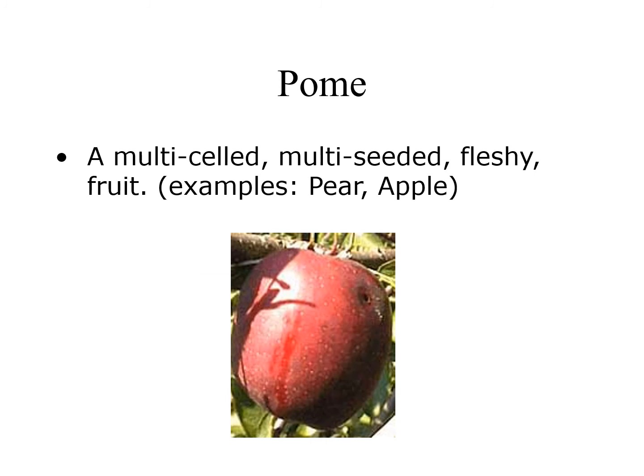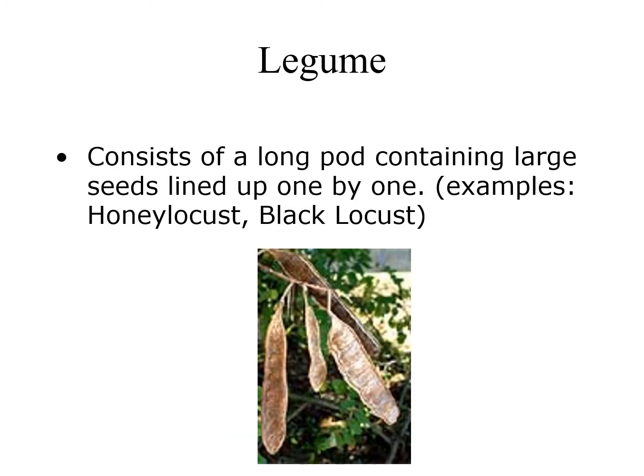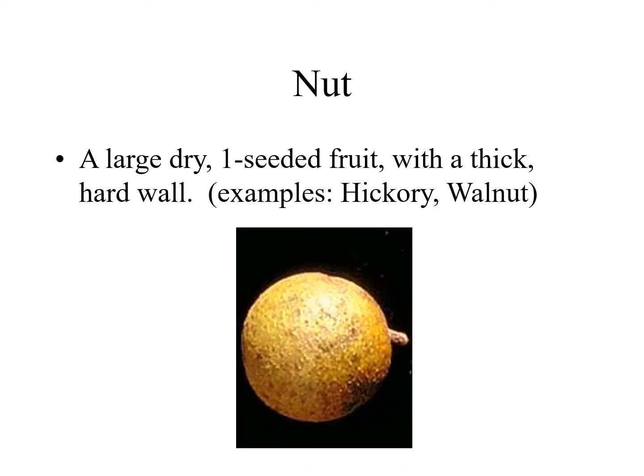A pome is a multi-celled, multi-seeded fleshy fruit, like your pears and apples. A legume consists of a long pod containing large seeds lined up one by one. Most common species you may encounter are honey locust and black locust. A nut is a large, dry, one-seeded fruit with a thick, hard wall or husk. These are your hickories and walnuts.